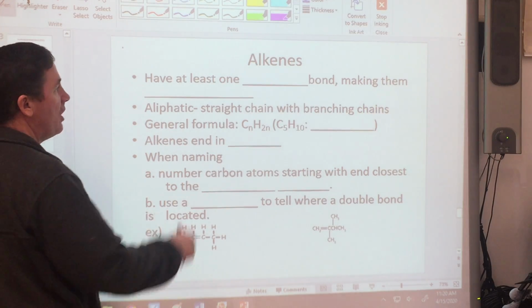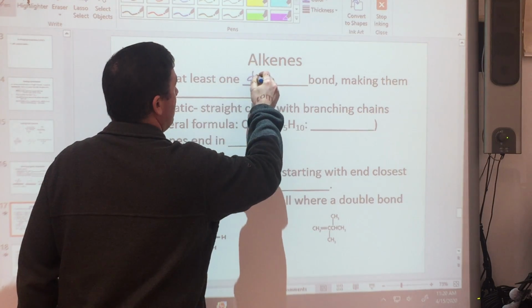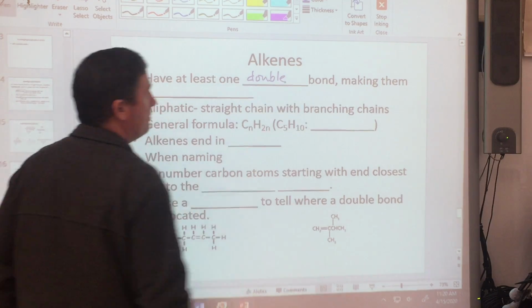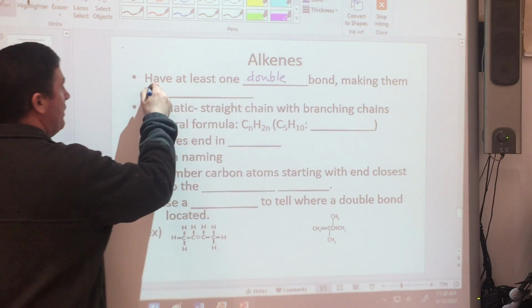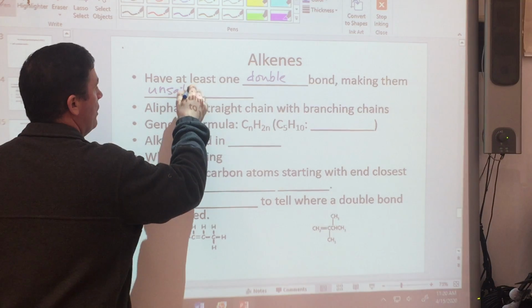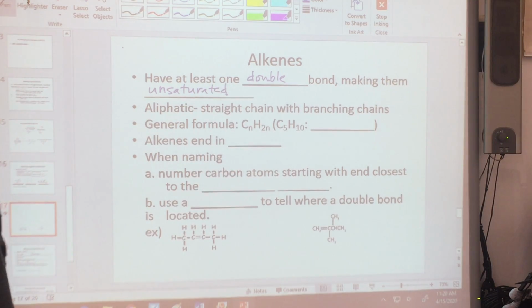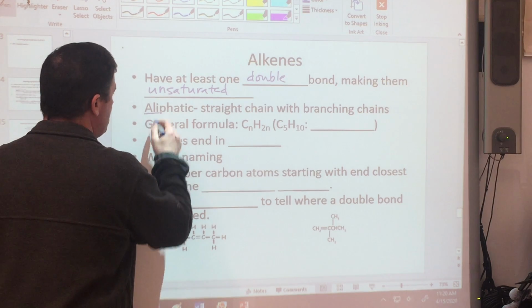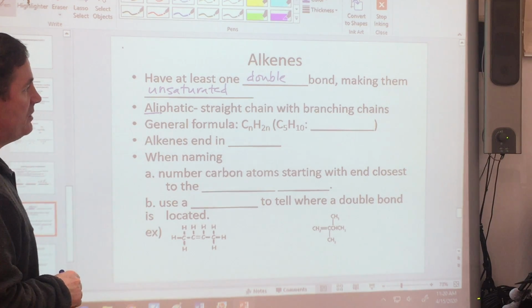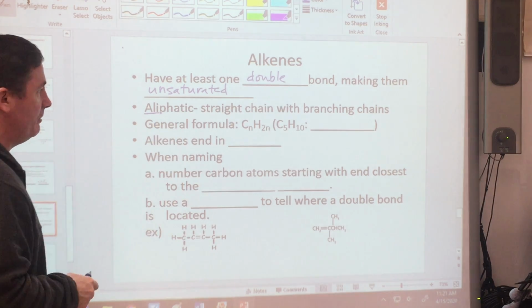All right. So now we're talking about alkenes. They have at least one double bond. And because of that, we say that they are unsaturated, because only alkanes are saturated with hydrogens. You can't fit any more hydrogens on there. We also say that they're aliphatic, which essentially means that it's a straight chain.